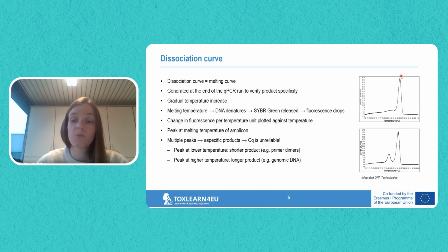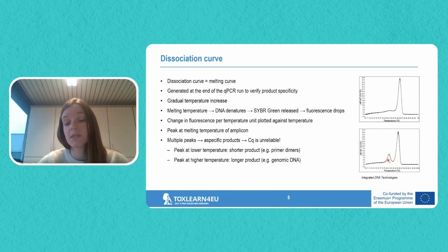So this means that at the point where you see this peak, this will be the melting temperature of the specific amplicon. So for this upper sample here, this looks perfectly fine because we see one peak with the melting temperature that's expected for the specific amplicon. However, in the sample that we see at the bottom here, we can see an additional peak. And this additional peak means that in addition to the specific amplicon, also an aspecific product is formed.